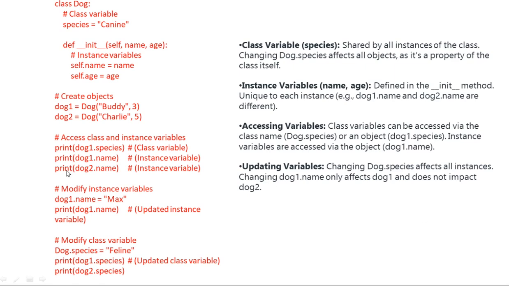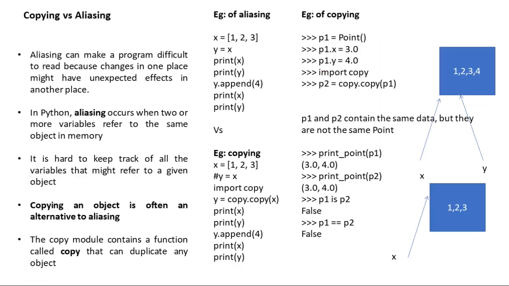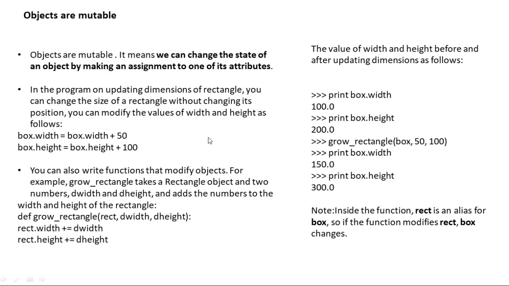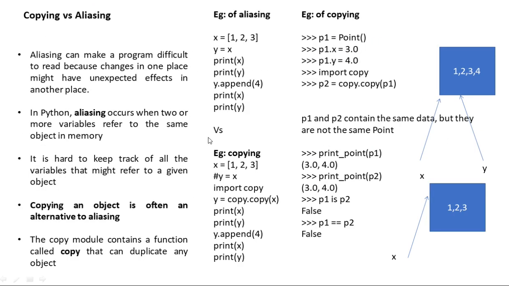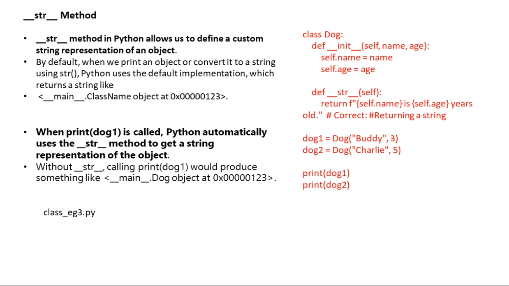How do you access the instance variables? Object name dot variable. You access the class variables with the class name dot the variable. To access the instance variables, object name dot the variable. So these are the different variables which we saw. So that was it. Today's session was a quick revision of why objects are mutable, the difference between copying versus aliasing, and the str method.